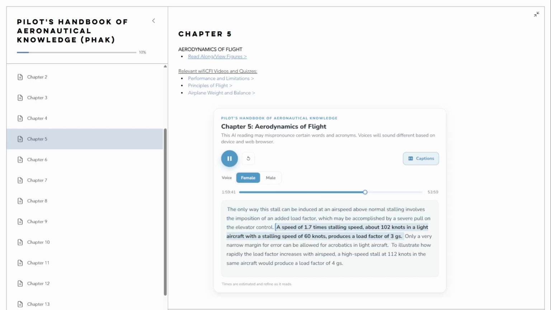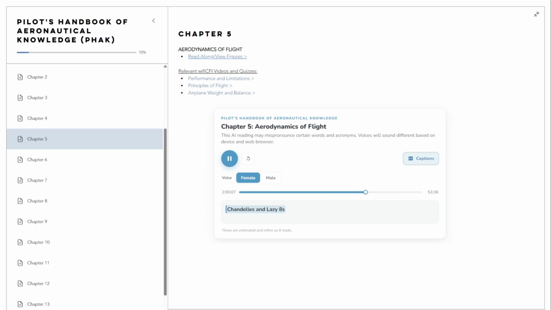A speed of 1.7 times stalling speed, about 102 knots in a light aircraft with a stalling speed of 60 knots, produces a load factor of 3 gs. Only a very narrow margin for error can be allowed for acrobatics in light aircraft. To illustrate how rapidly the load factor increases with airspeed, a high-speed stall at 112 knots in the same aircraft would produce a load factor of 4 gs.